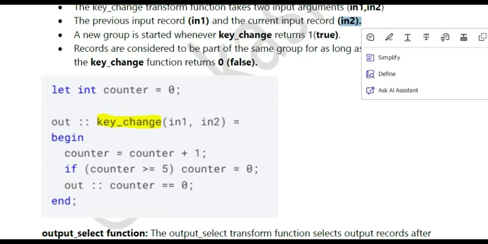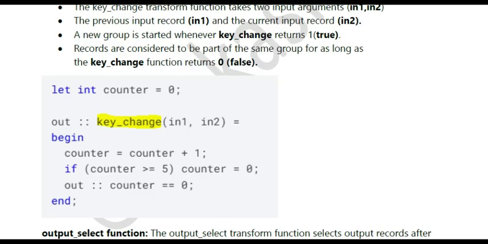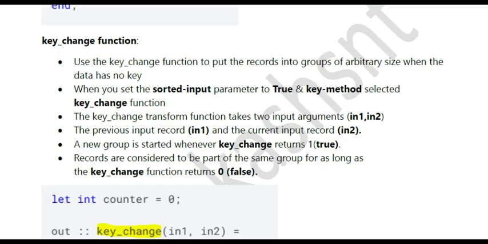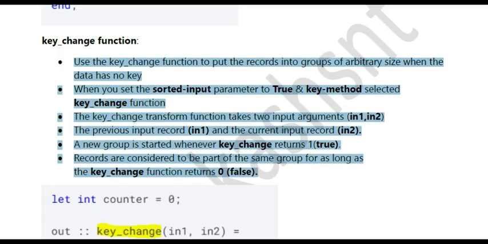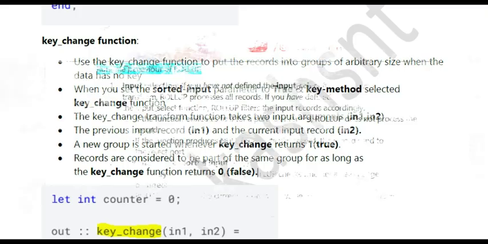Whatever expression we have specified in your key change function will be checked to see whether it is true or false. If it returns true, then the key change creates a new group. If it returns 0 or false, then it tells your component that this is the same key record. These are the points. You can pause the video and go through this, but for a detailed example of key change functions I'll create another video and explain how it works.